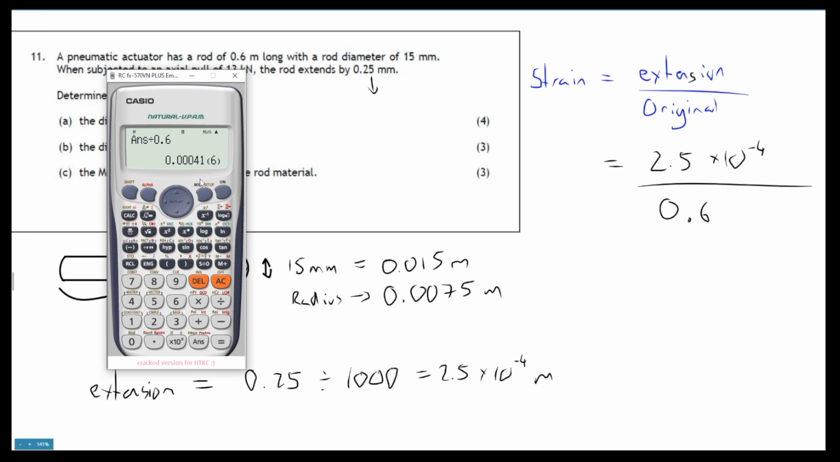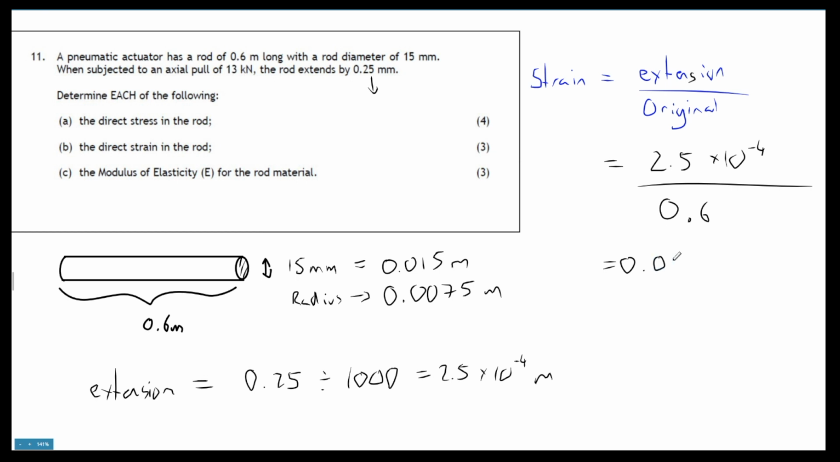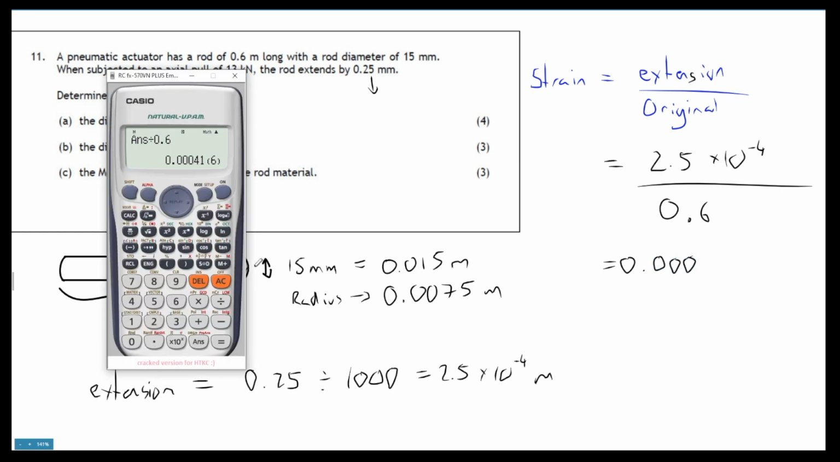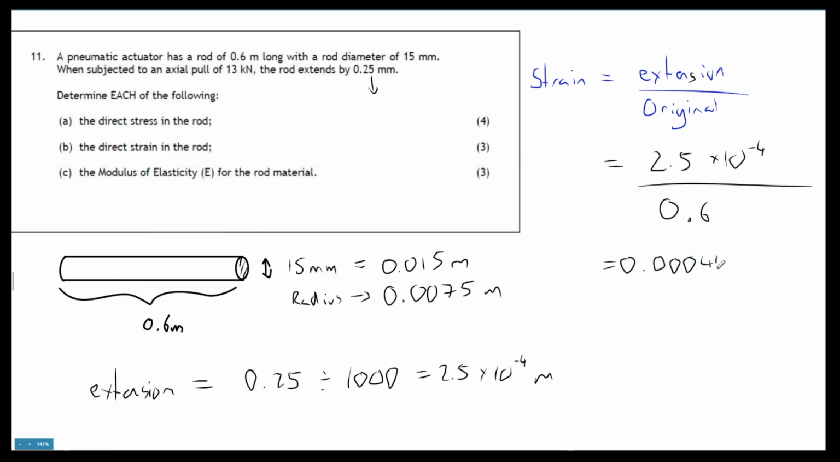Well, I was expecting it to be a bit smaller than that, but we got 0.0004166666. This is the strain. That's all it is. Extension over original. We don't need to multiply it by 100. Nope, we just leave it like that. That's great. This doesn't have any units either because the units have cancelled. This is the strain. Okay, now we're going to do part C.